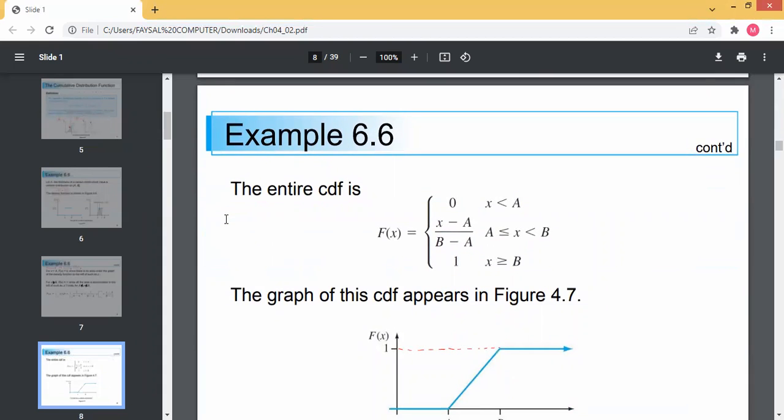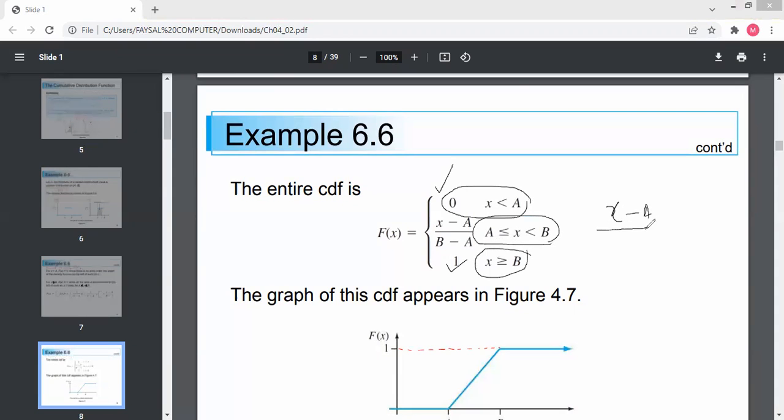Now this is basically 3 points. I have to make an assumption that when x is less than a, my value is 0. When x is greater than or equal to b, my value is 1. And when it is between this interval, it will be x minus a divided by b minus a respectively. So these are the 3 points I find.